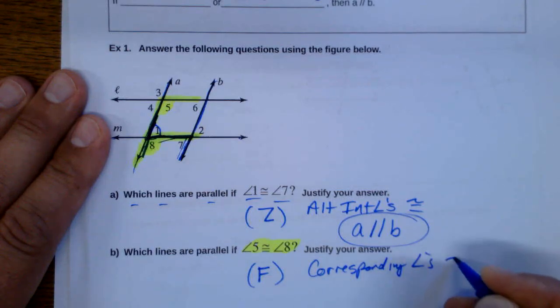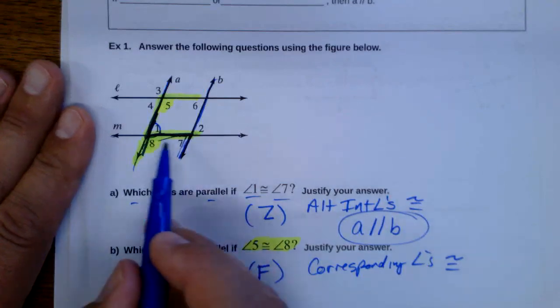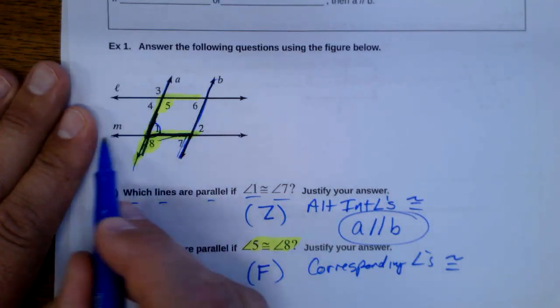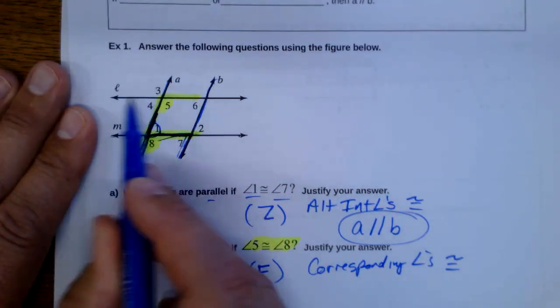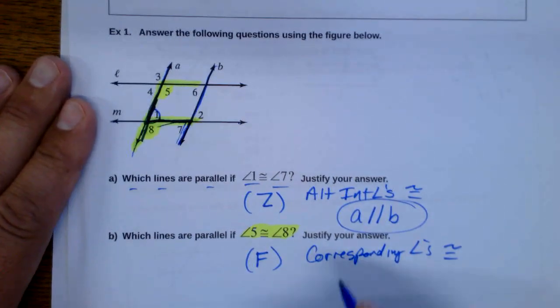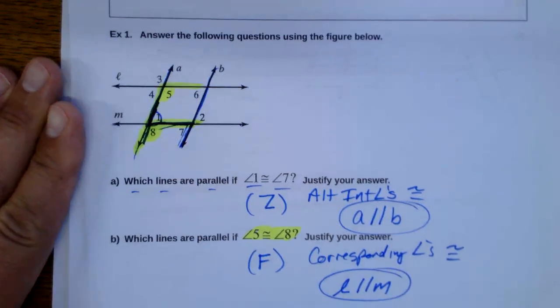And those angles are congruent. Well, if I look, this is the transversal, and these are the two lines that are going in the same direction. So we would say L has got to be parallel to M.